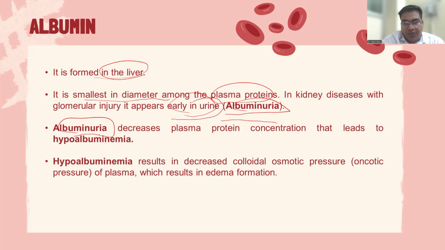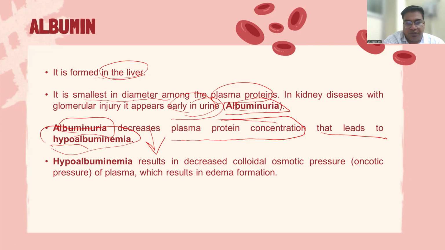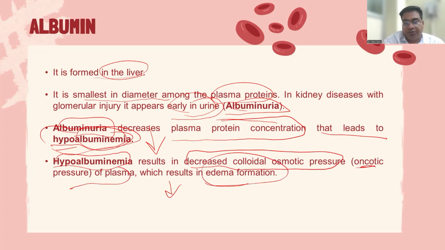Due to this albuminuria, the plasma protein concentration decreases, and that leads to the condition of hypoalbuminemia, meaning the albumin concentration is reducing. That hypoalbuminemia further decreases colloidal osmotic pressure, because albumin protein helps in maintaining the colloidal osmotic pressure or oncotic pressure of plasma. And finally, it leads to edema formation because the albumin protein concentration is decreased.